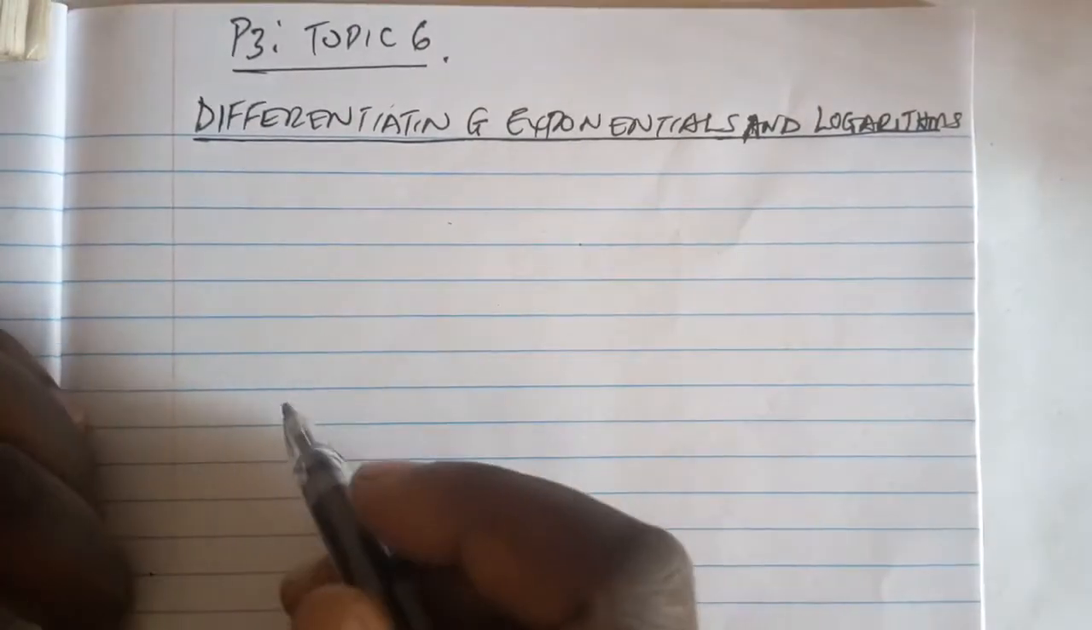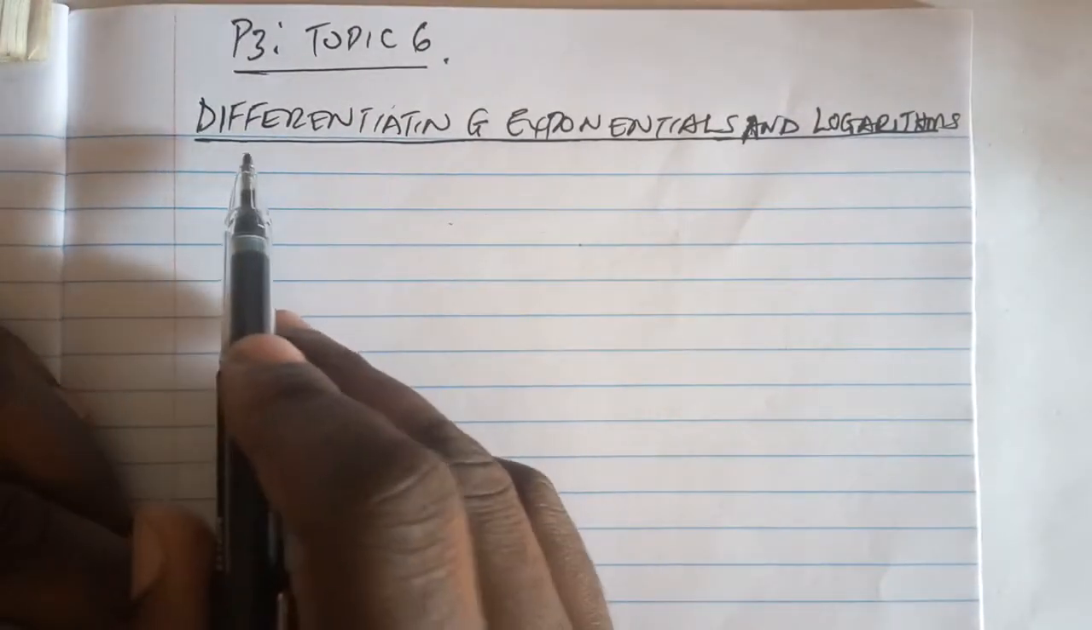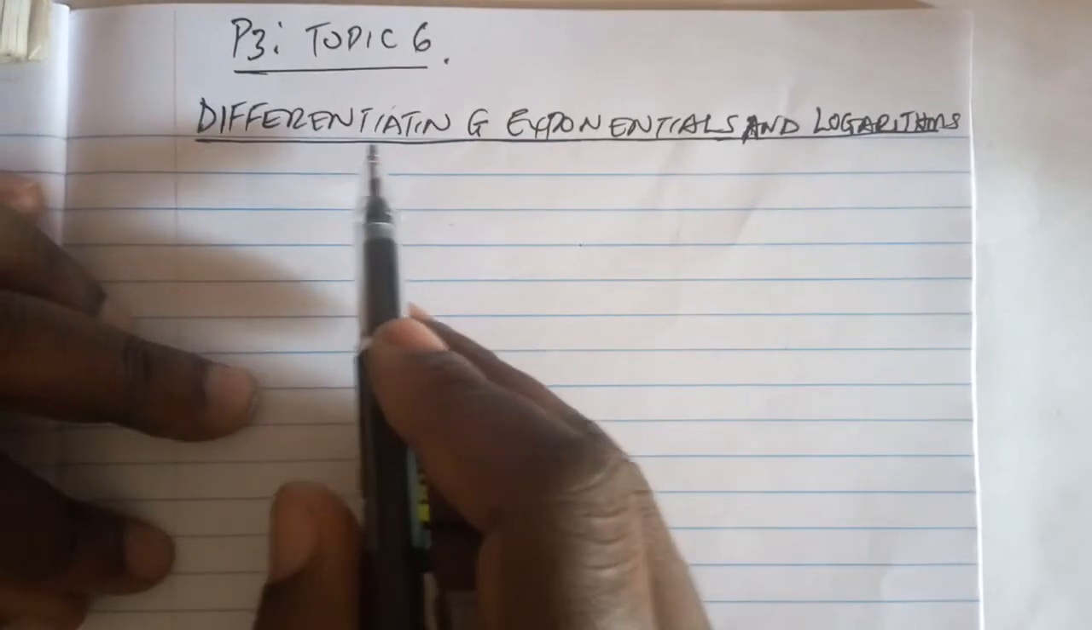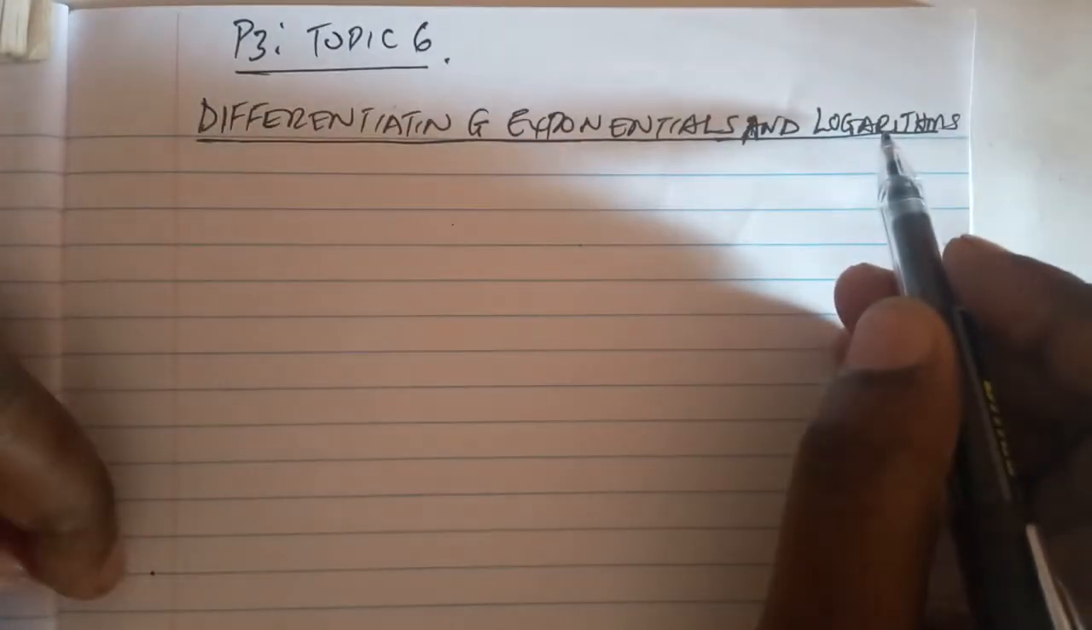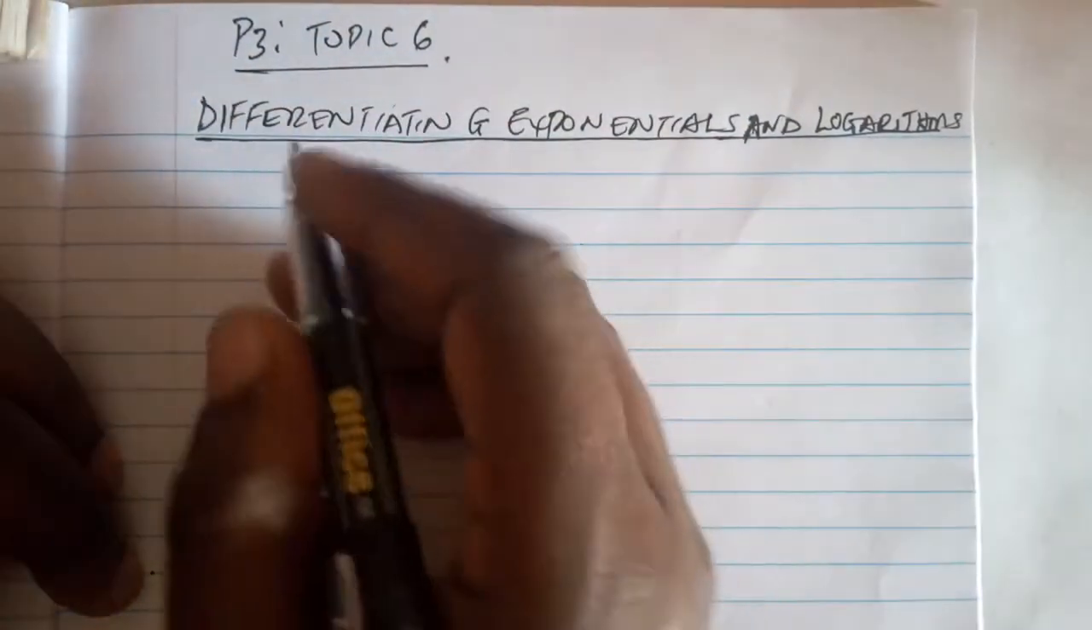I want us to go direct to example number 4. Before we go to example number 4, we have to understand something to do with differentiating exponentials and logarithms. That is the topic today.